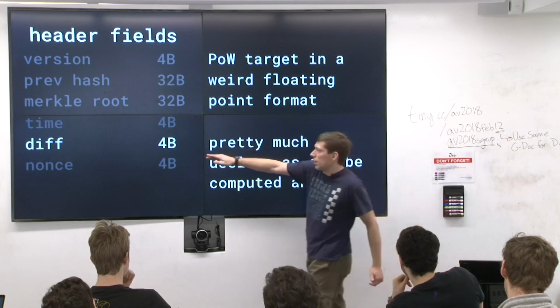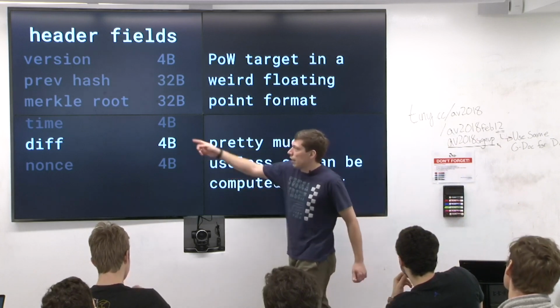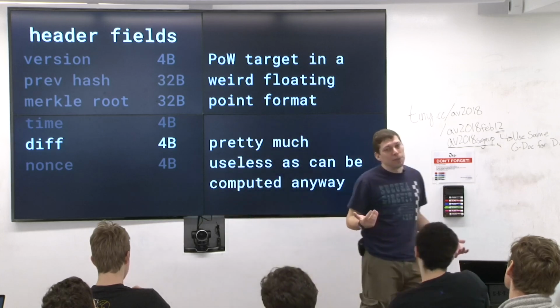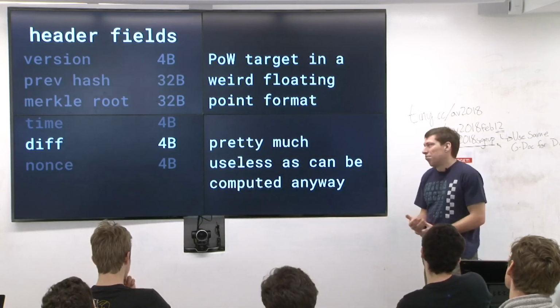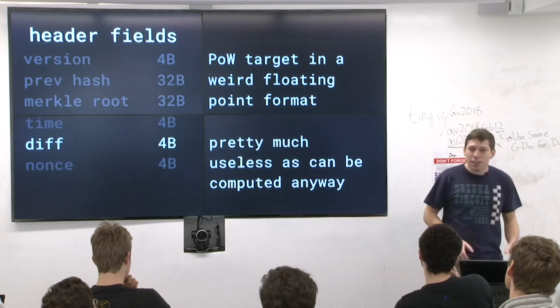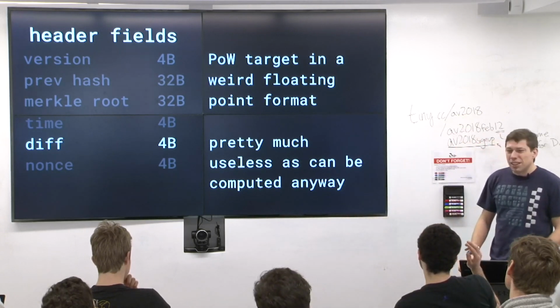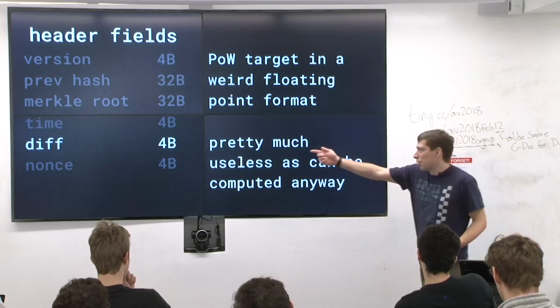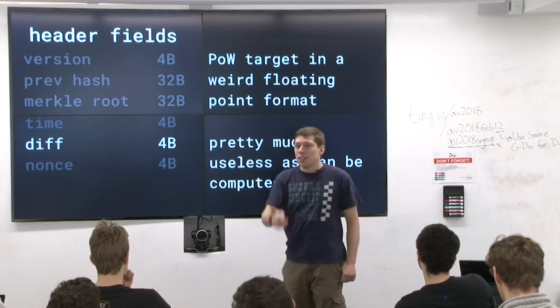This field is pretty much useless since you can calculate it from the time fields of the previous blocks. So you could just have it be implied, but it's in there. It's an extra 4 bytes. I don't think you have to store it on a disk if you want, because you can just figure it out from the other things.